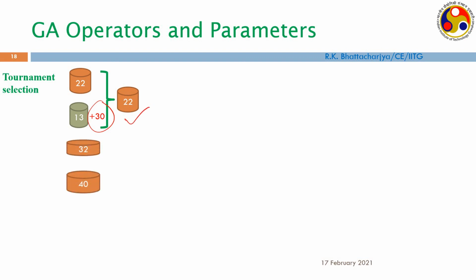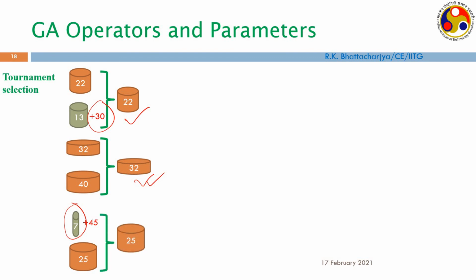Now there is a tournament between 32 and 40, so certainly 32 is better in this case, so 32 is winning the tournament. And then there is a solution, here again 7, so the cost is very low, but it is violating the constraint by 45, so that is not an acceptable solution. So the acceptable solution is 25, so 25 is winning the tournament.